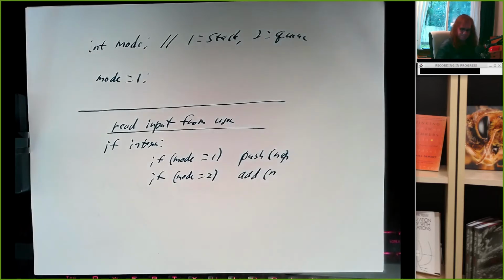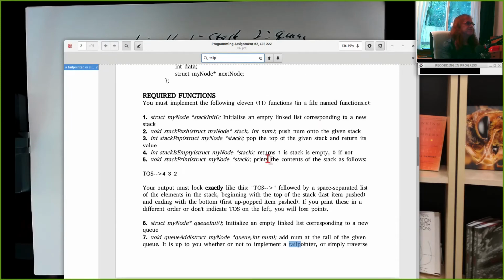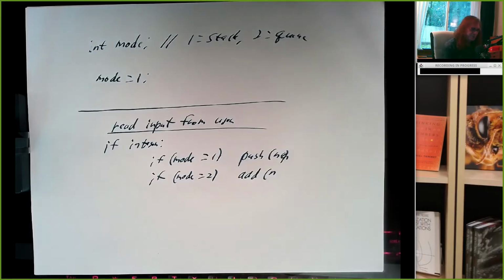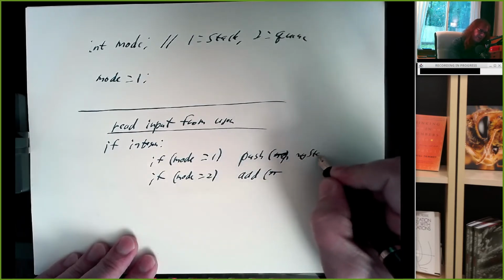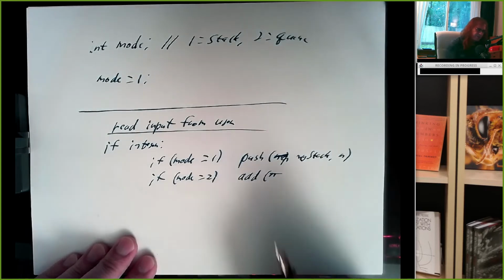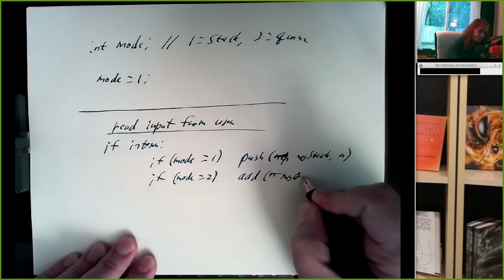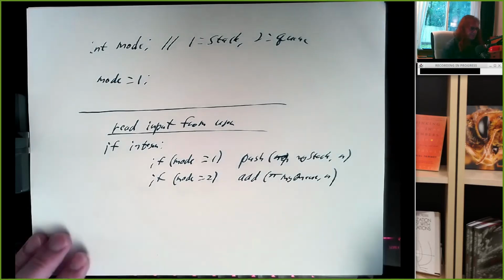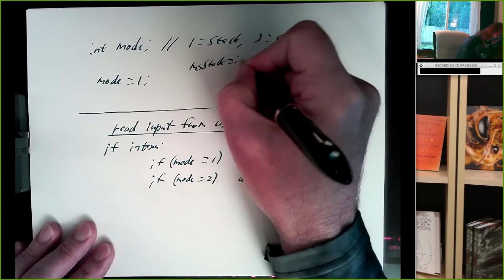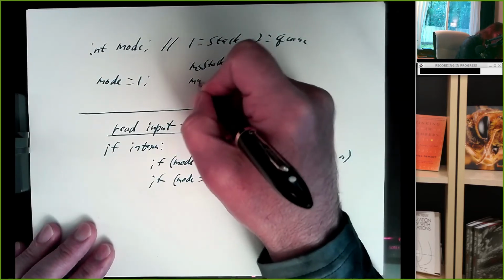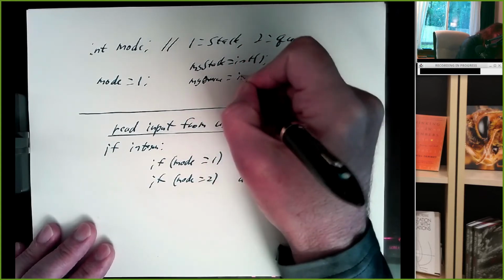So let's be precise. Our push function takes a pointer to the sentinel node and then a number. Our add function takes a pointer to the sentinel node and then a number. So if mode is equal to 1, then we might want to push my stack, comma n. If mode is 2, then we'll want to add my q, comma n. Somewhere in the beginning, I said my stack equals init, and my q equals init.